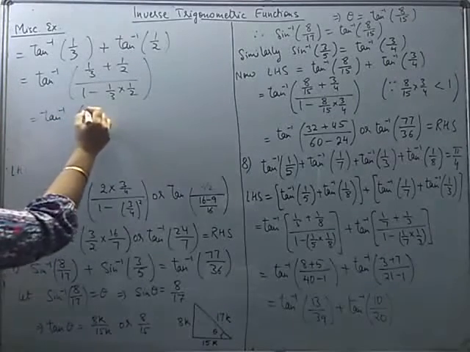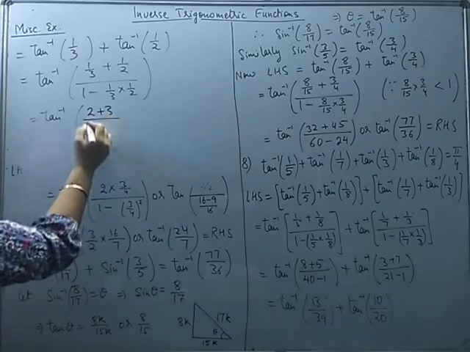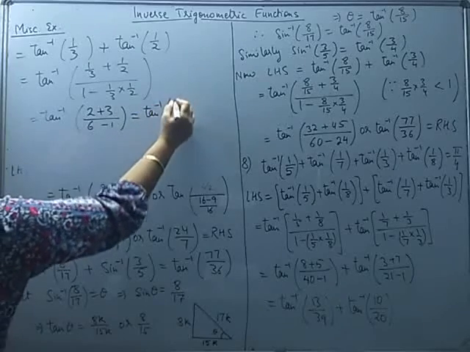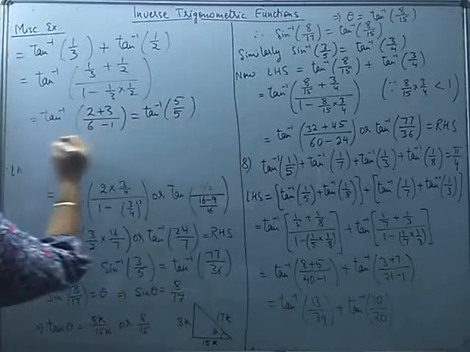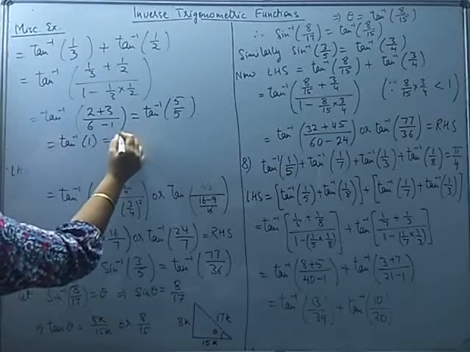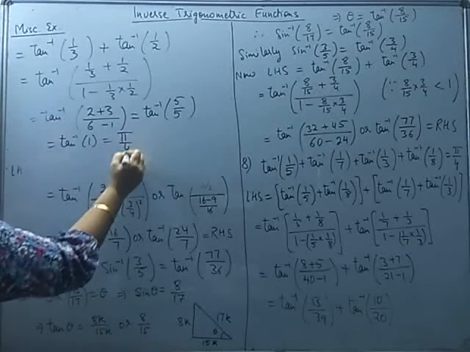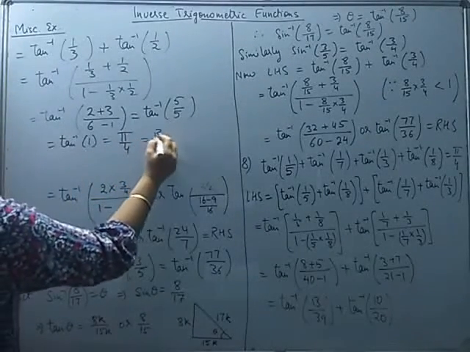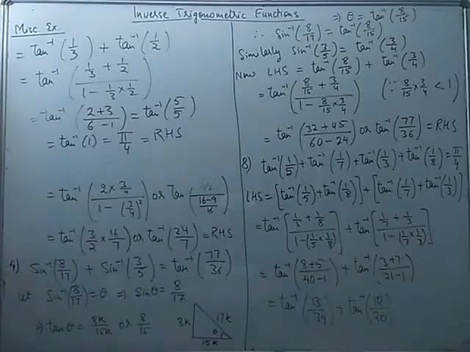If I take the LCM, this will be 2 plus 3 here and this reduces to 6 minus 1. So we have tan inverse 5 over 5, that means tan inverse 1. We can write tan inverse 1 directly as pi by 4, because for tan equal to pi by 4, the value corresponding to it is 1.